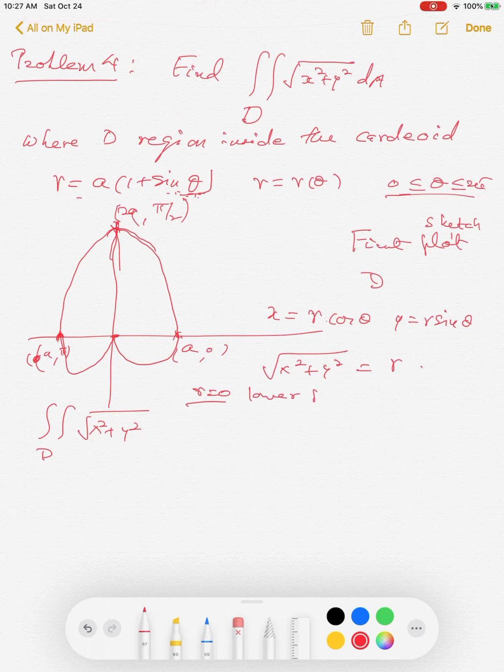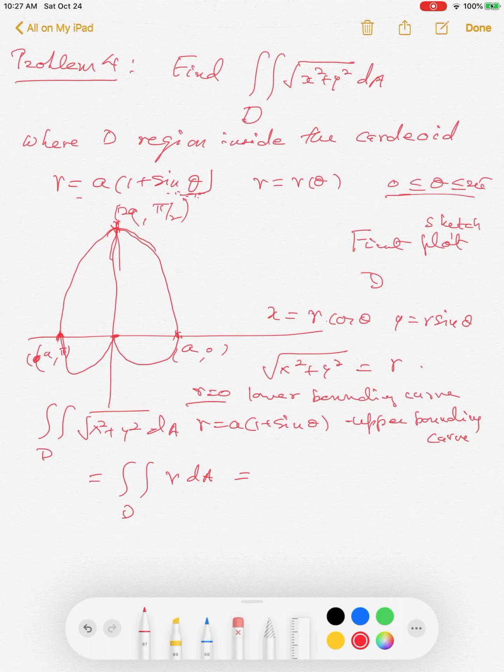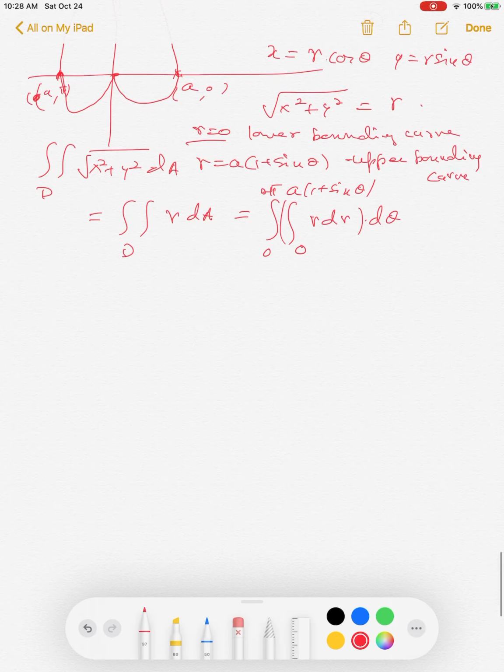The lower bounding curve is r equals 0, and the upper bounding curve for this region is r equals a times (1 plus sine theta). When you are integrating on such regions, it's much better to use polar coordinates, so dA will be r dr d theta. First integration with respect to r, then with respect to theta. R goes from 0 to a times (1 plus sine theta). Theta will run between 0 and 2 pi.